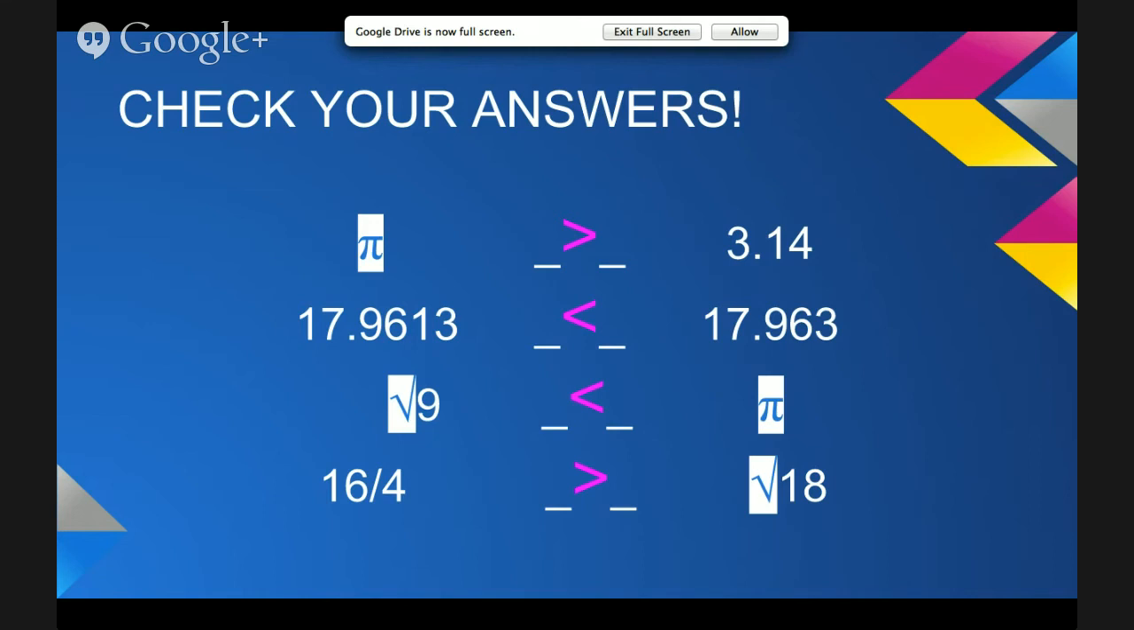Now number 3 is comparing radical 9 and pi. So as you know, radical 9 is a perfect square and it comes out to be 3. So 3 is definitely less than pi, which is 3.14.